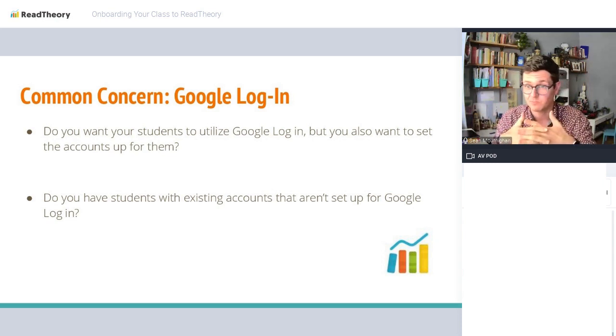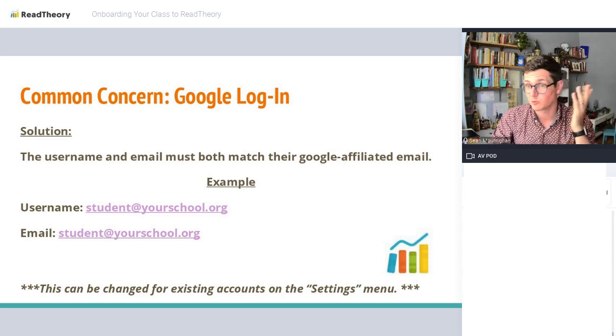This is actually pretty easy to solve. So the way you resolve that is you just have to know the rules of our system. The username and email just need to match, and then they'll be able to use Google login. So even if they've set up their account previously, even if they've set up with their previous teacher, something like that, as long as they can log in, they can update their information on the settings menu within their account to make sure that their username and email match, okay?